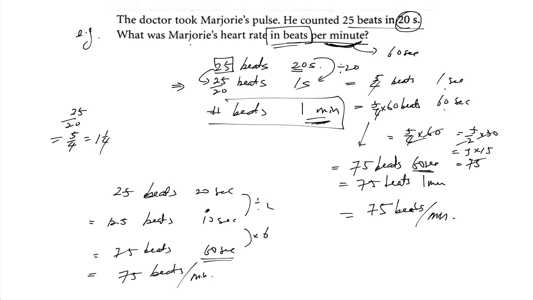But the goal is in 1 minute, okay, if the time is just 1 minute past, how many beats did you get? We call this a unit rate because the number under it, the number we're comparing it with, is just a single unit. Okay, in this case, it's 1 minute.